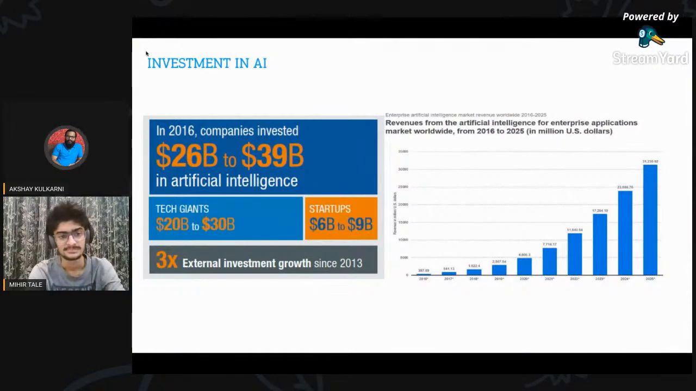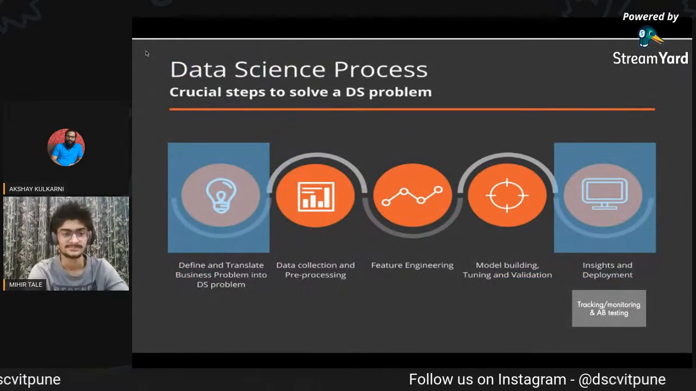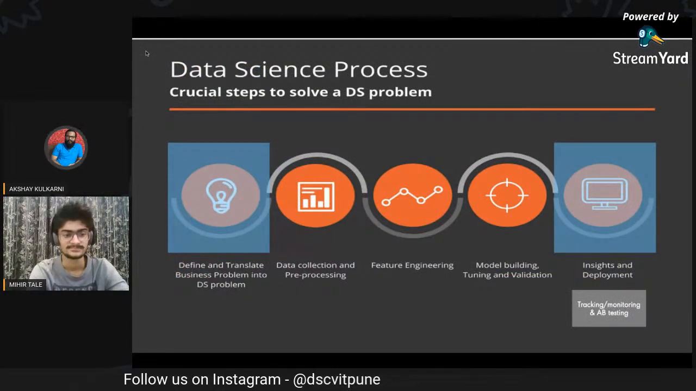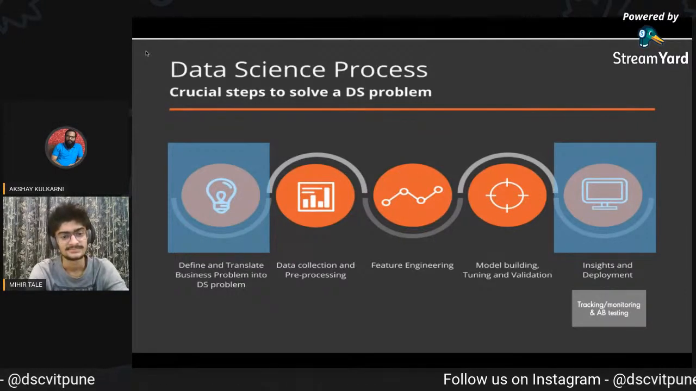And investments. This is a pretty old slide, but I put it in because even in 2016, people had started investing a huge amount in artificial intelligence. And in today's world, every other company has started building their own AI or data science capability. Coming to the topic, I think that's pretty much what I wanted to cover as an introduction for people who are not aware of what AI or ML is.